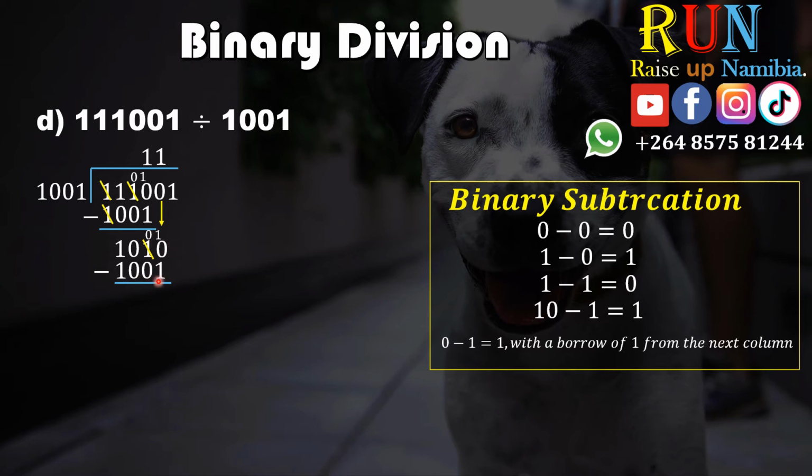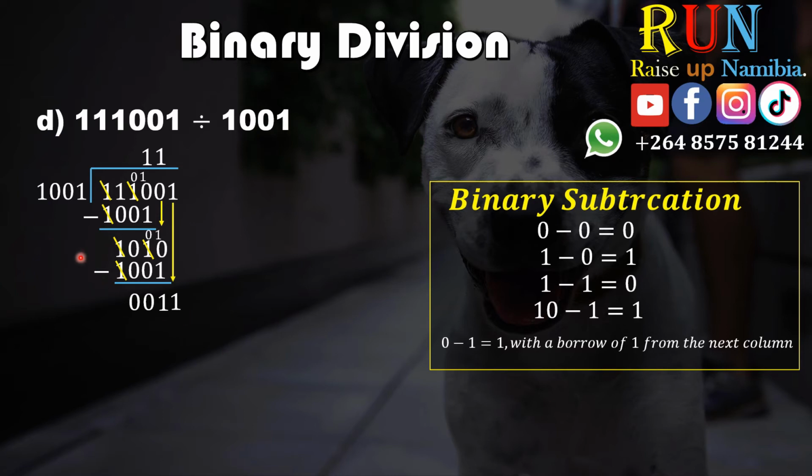So 1 0 minus 1 equals to what? 1 0 minus 1, according to the rules, it's equals to what? It's equals to 1. So we write down the 1 there. Then 0 minus 0 is equals to 0, and then 0 minus 0 is also equals to 0. Then we have 1 minus 1, it's also a 0. Basically, it cancels out. We move on to the next column and bring the next digit down, which is 1.